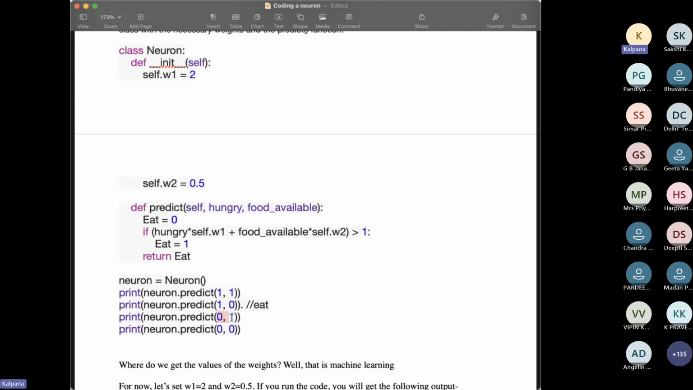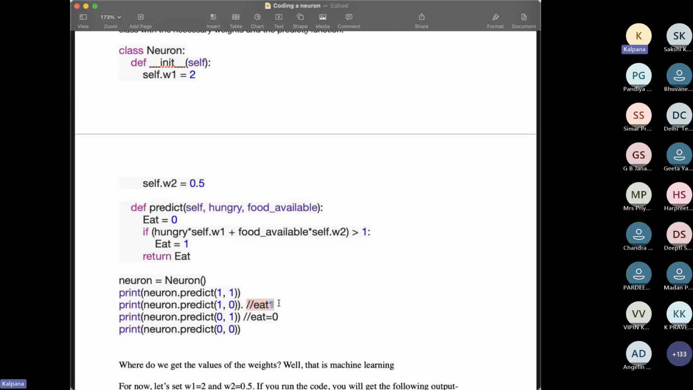Now for this input, what will happen? 0 multiplied by 2 will be 0, plus 1 multiplied by 0.5 will be 0.5, which is not greater than 1. So it will be 0. Right? And for the last one, obviously, both are zeros. So it will be multiplied by 0, and it will not be greater than 1. So it will be 0 in the last case also. So it will be 1 here. It will be 1 here.